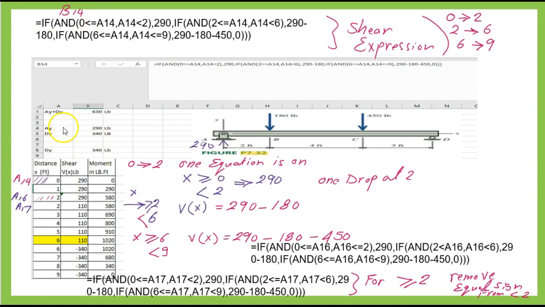I have initiated a table for X values and placed the X equal to 2 feet twice and X for 6 feet twice. To create a step in the Excel sheet, remember that we have P of X equal 290 multiplied by (X minus 0) raised to the power of 0 minus 180 multiplied by (X minus 2) raised to the power of 0 minus 450 multiplied by (X minus 6) raised to the power of 0 plus 340 by (X minus 9) raised to the power of 0.